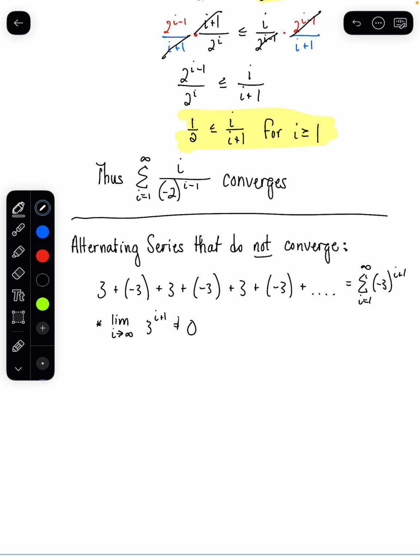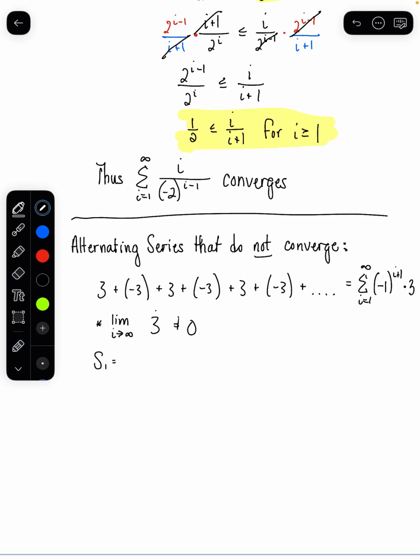Oh, excuse me. This is a very bad series. I wrote that series entirely wrong. This would be the series -1 to the I plus 1 times 3. Clearly, the limit as I approaches infinity of 3 does not equal 0.